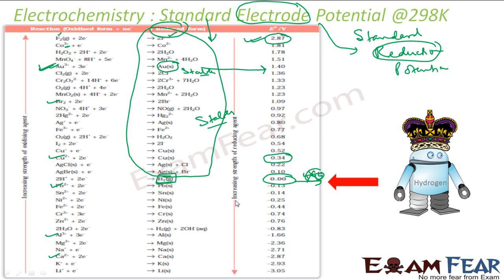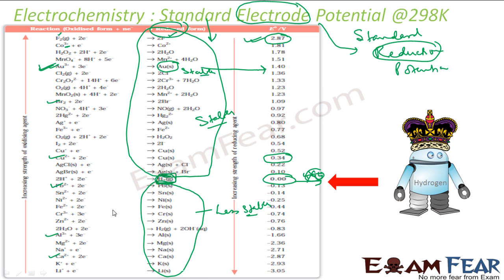Now again, if the electrode potential of the electrode is negative, for example in this case, that means the hydrogen gas is more stable than its reduced form. See, I am talking only about the reduced form. So that means in this case this is more stable and this is less stable as compared to hydrogen gas, right?